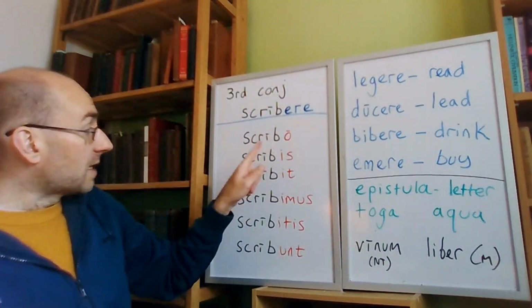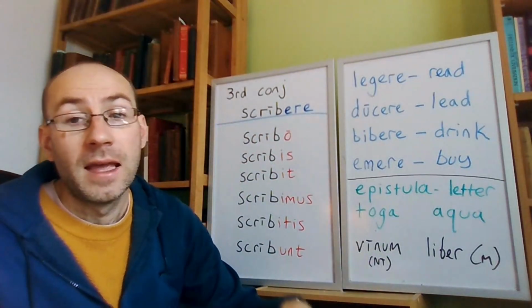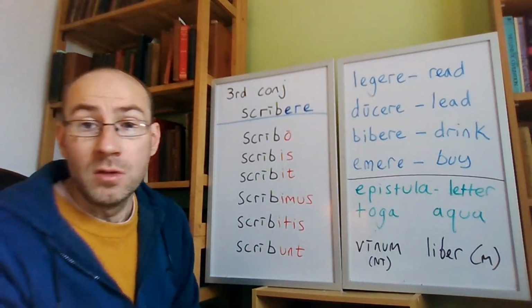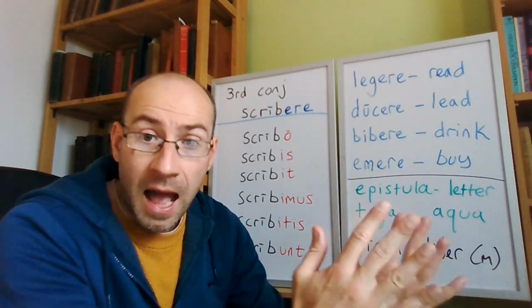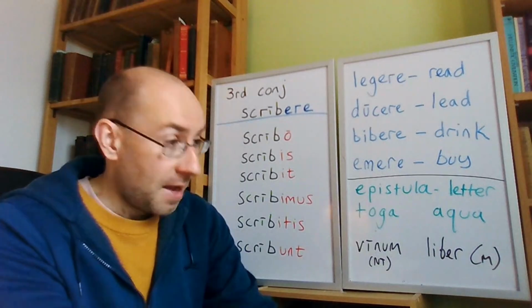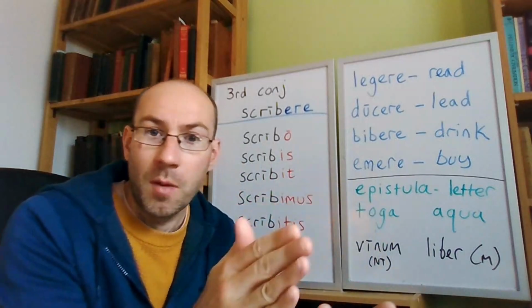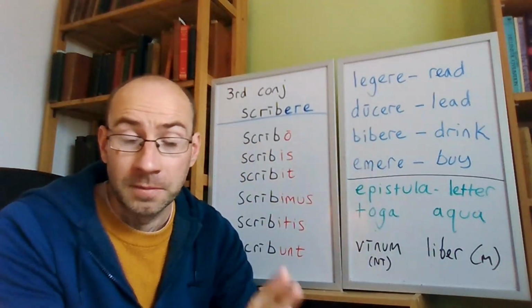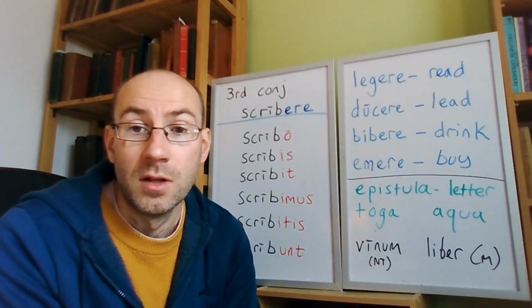So, o, is, it, imus, itis, unt. It may be useful for you to actually just write out the conjugations for the are with something like amare, then the ere with something like habere, and then the scribere, and just to look at the patterns and compare them and maybe do it in different colours, and you'll soon distinguish in your mind, and it should help you to learn them.